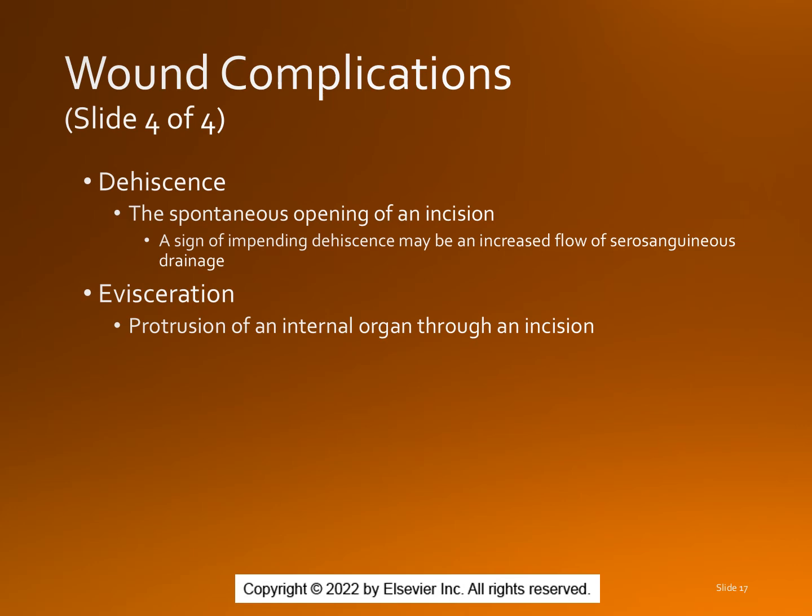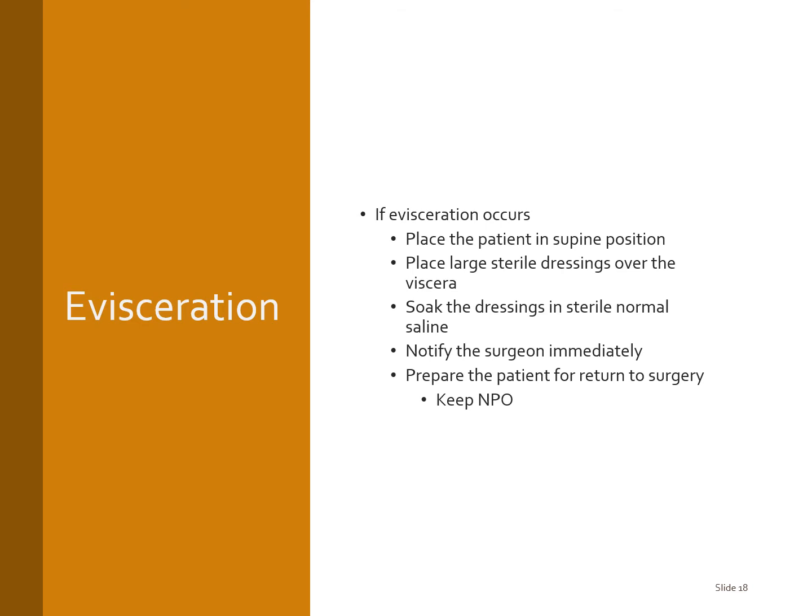Dehiscence is the spontaneous opening of an incision. Dehiscence of an abdominal wound will often involve separation of the layers beneath the skin as well. Evisceration is a protrusion of an internal organ through the skin. Risk factors for dehiscence include obesity, poor nutrition, multiple traumas, excessive coughing, vomiting, strong sneezing, suture failure, and dehydration.